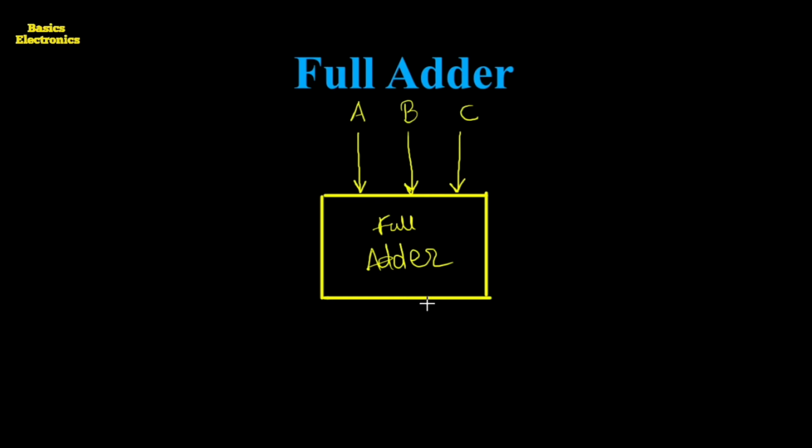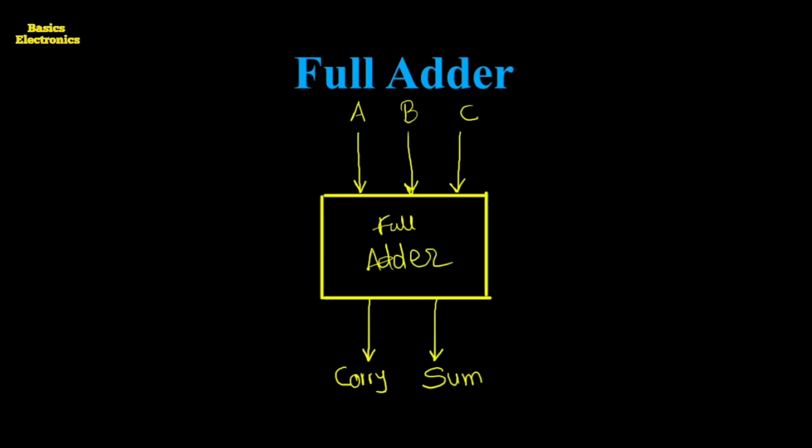Then it has two outputs. In some books you can see the outputs available at the left hand side as well as at the lower end, but I am going to draw the outputs at the lower side. At the right hand side we use the sum, and at the left hand side we use the carry. So this is the block symbol we use for the full adder, and later on we will see how we can construct the full adder.